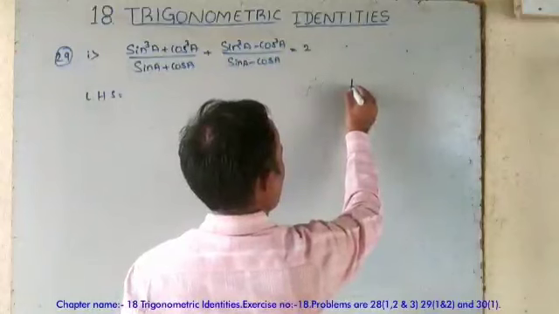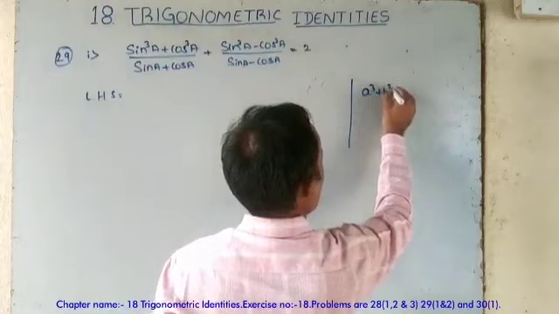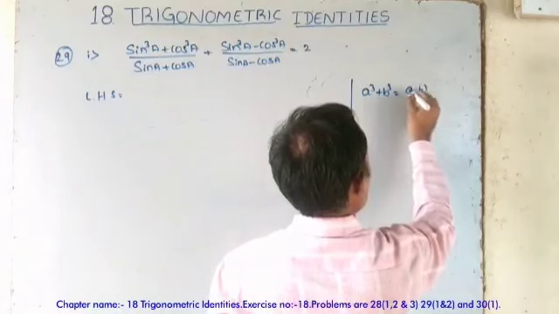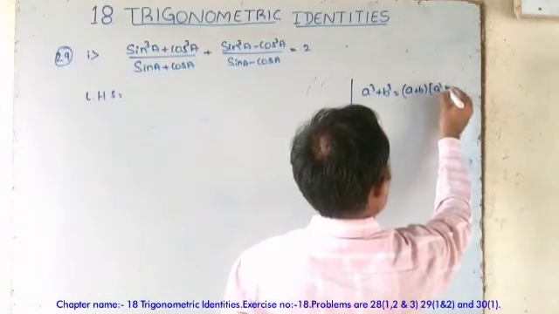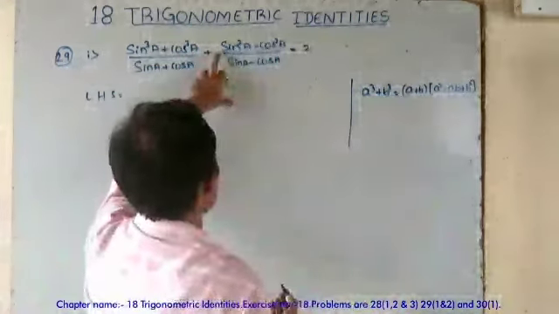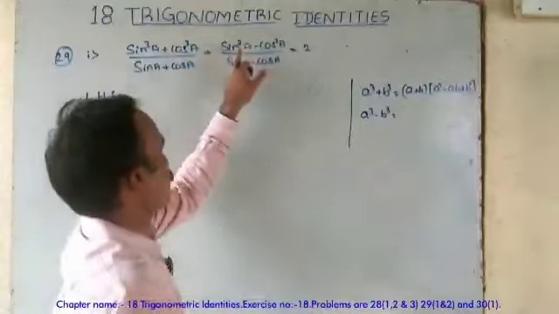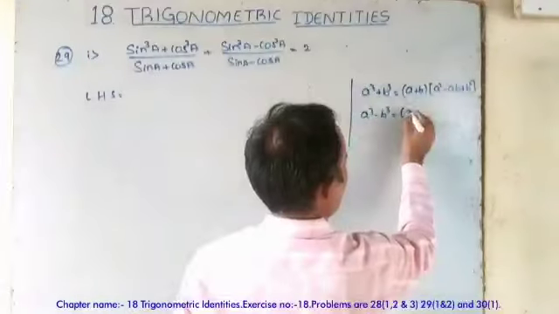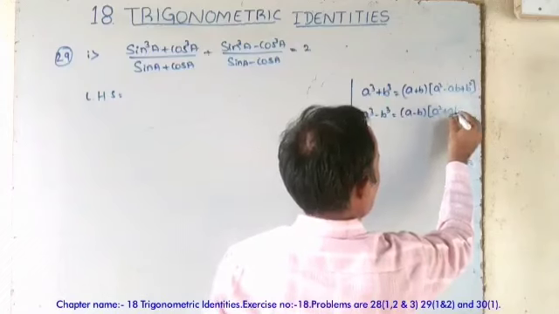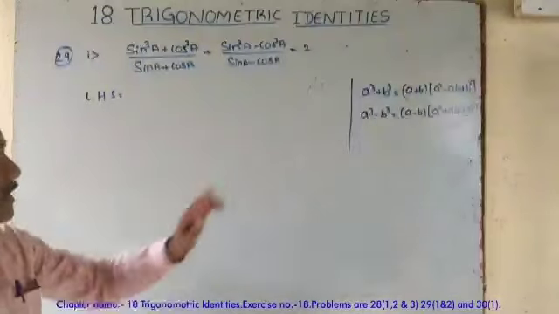Just to remember one of the identities, the expansion of A cube plus B cube is A plus B into A square minus AB plus B square. Similarly here also, again one of the identities: A cube minus B cube, because this is of the form A cube minus B cube. The expansion of this one is A minus B into A square, this time plus AB plus B square. So in 9th standard you have studied one of the chapters, expansions.